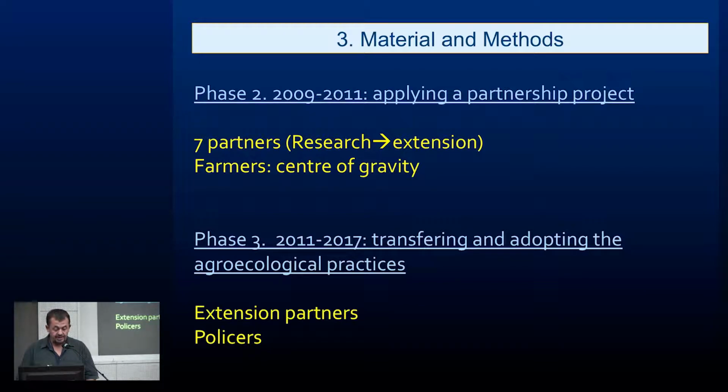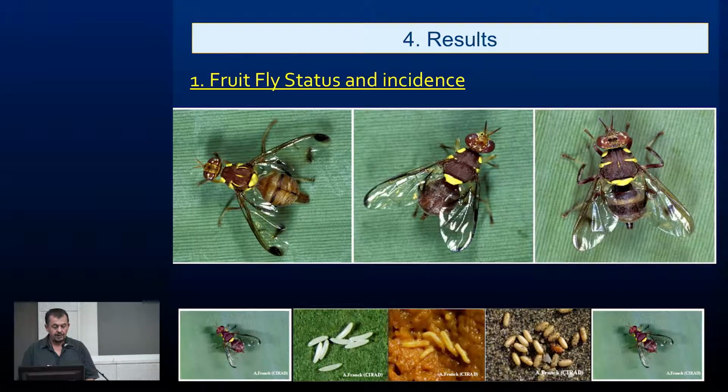And phase 3, from the end of the project till now, focuses on the transfer and the adoption of agroecological practices, with a very important role of the extension partners and the policymakers. Now for some results. First, concerning the fruit fly status, because the problem of chayote about 10 years ago was fruit flies, with very high population and damage.